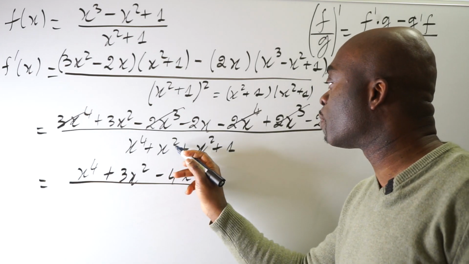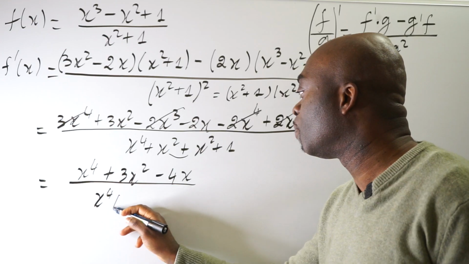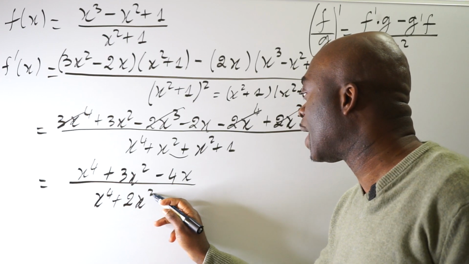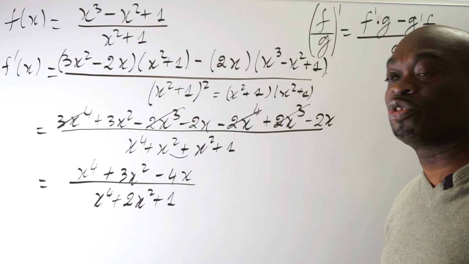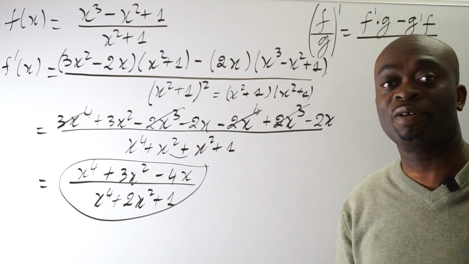we can combine like terms also over here, these two. So we end up with x to the fourth on top plus 2x to the second power plus 1. Can we reduce anything here? No. Ladies and gentlemen, this will be the final answer. Voila.